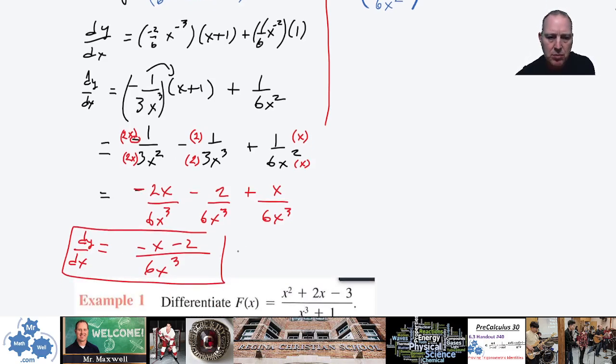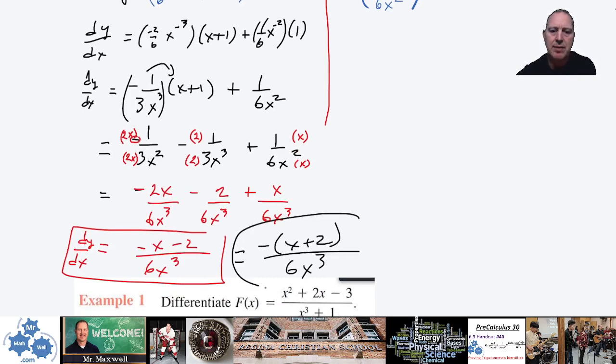And actually, we could simplify this even further by taking a negative out, right? You might see it looking like this, okay? Something like that, one of those two. So that would be simplified. And that's the product rule.